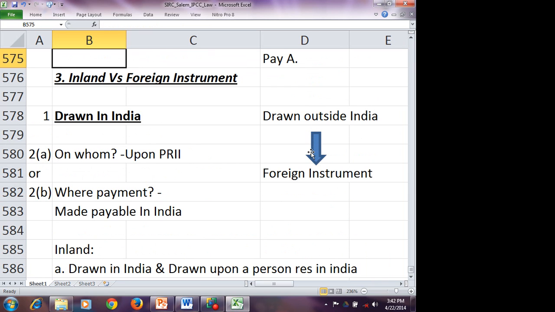In case the instrument is a foreign instrument, the parties have to be dealt with under the foreign law. What constitutes dishonor? What is the time limit for serving notice of dishonor? In case the instrument is an inland instrument, the parties have to be dealt with under the Indian law.